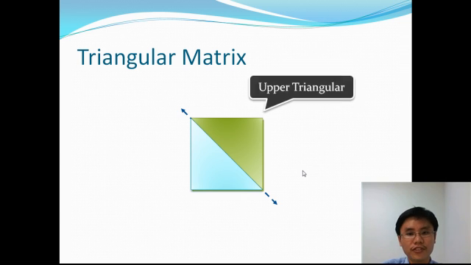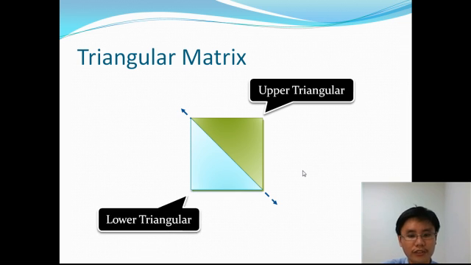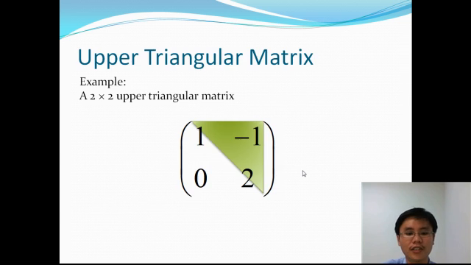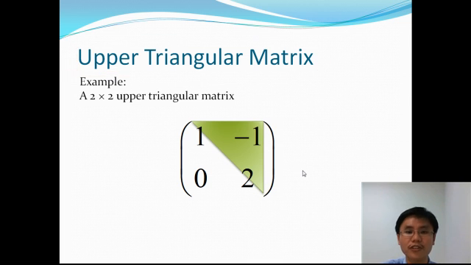The green triangle forms the upper triangular of the square, while the blue triangle forms the lower triangular of the square. Therefore, we can expect to have 2 types of triangular matrix. One is known as upper triangular matrix, the other one is known as lower triangular matrix. Let us start with upper triangular matrix. Here is an example of upper triangular matrix.